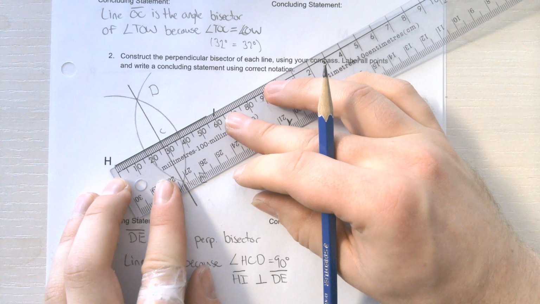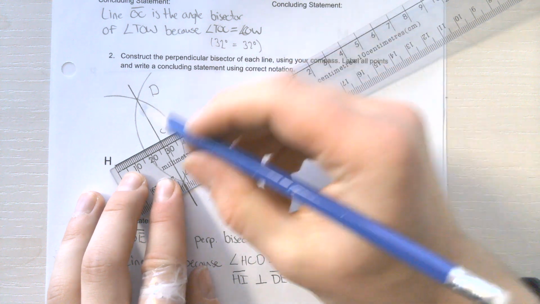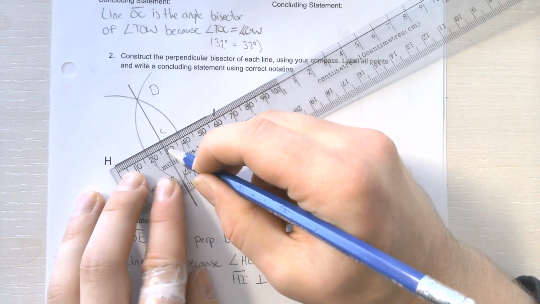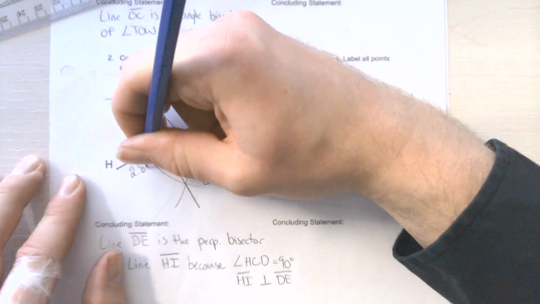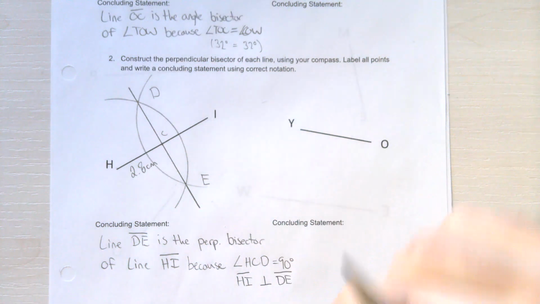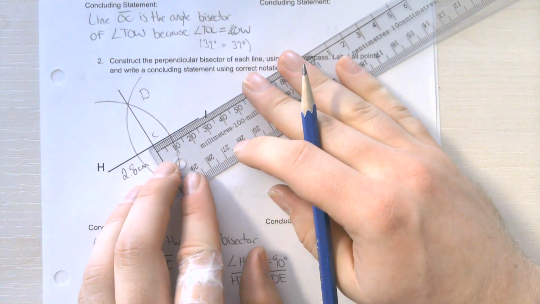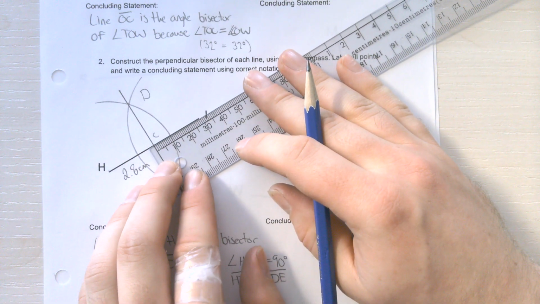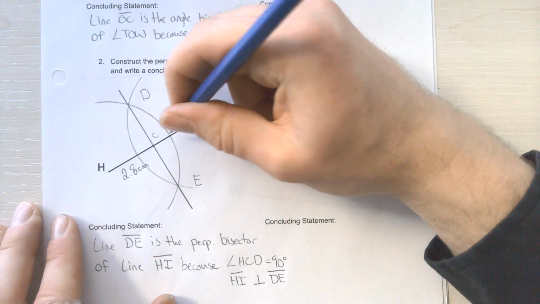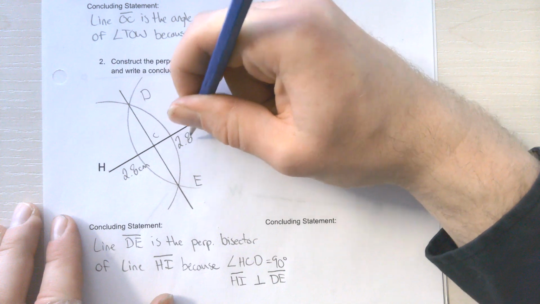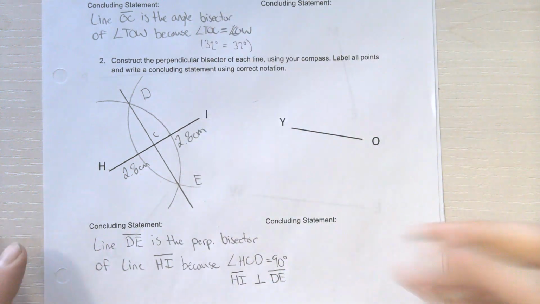In my case, H to C looks to be about 28 millimeters, which is 2.8 centimeters. And we should have the same distance on the other side of this line. So again, measuring, I get about 28 millimeters there, or 2.8 centimeters on that side as well.